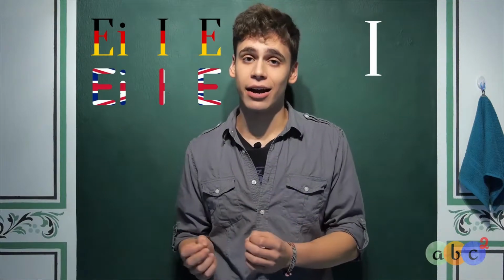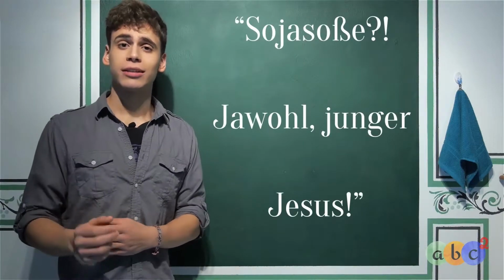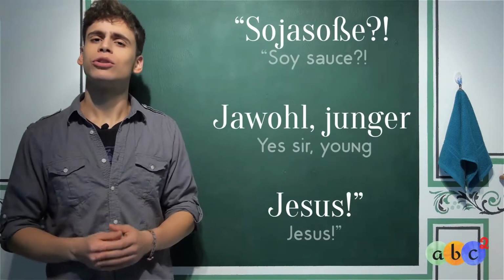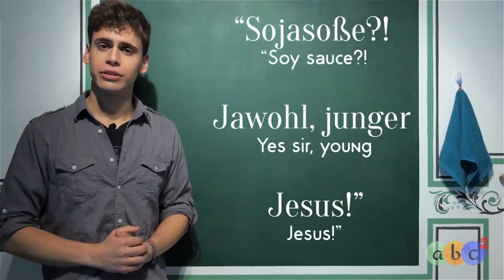The only thing maybe to mention would be how annoyed you will be in the beginning when you deal with the German AE and I and the English IE and EI. The J, again, very simple. I'll just give you a quick example. Sojasauce, jawohl, junger Jesus. Which of course means soy sauce, yes, your young Jesus.